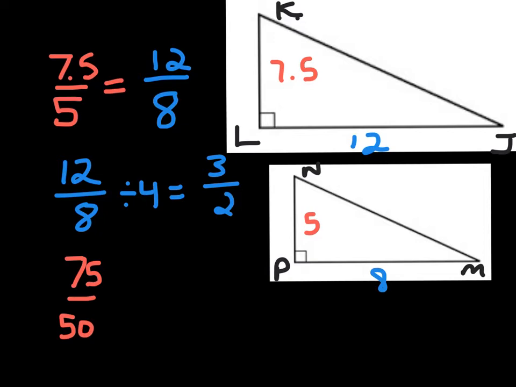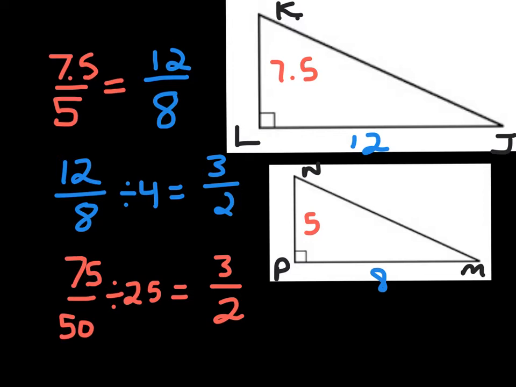So now what I'm working with is 75 over 50. The only reason I did that was so I could have nice, easy whole numbers to work with, and I don't have to worry about decimals. Now I can divide or reduce 75 over 50 rather easily because I know that 25 goes into both of those. So I'm just going to divide both of those by 25. 75 divided by 25 is 3, and 50 divided by 25 is 2.